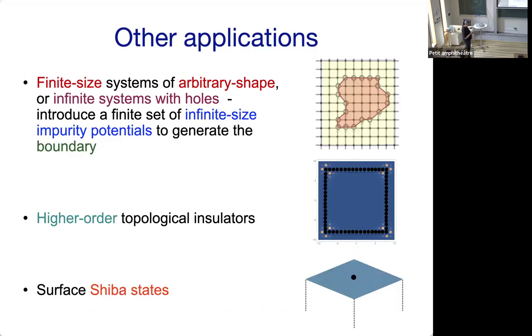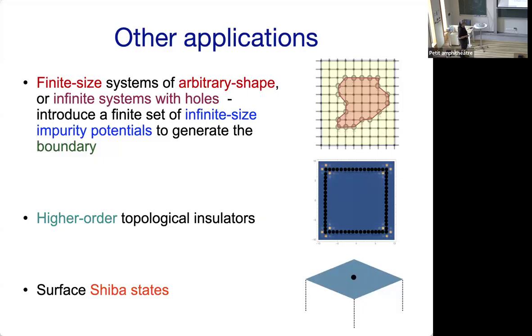Okay, and you can imagine other applications. For example, add a lot of these point impurities to generate a boundary point by point, to get the physics of an infinite system with a hole, or the physics of a finite system, by just using these point-like impurities and applying the T matrix recursively, taking the impurity value to infinity, and doing it step by step. Then you're going to get the Green's function in real space for a system which has any arbitrary shape.